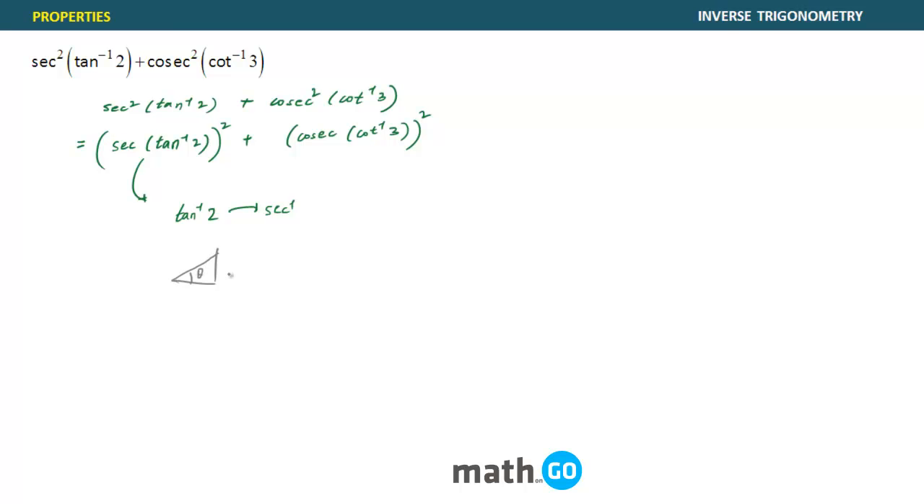So if this is theta, then this side is 2 and this is 1, because we know that tan inverse 2 is equal to theta. What will be this value? This value will be root 5. You want secant inverse. So what is secant inverse?